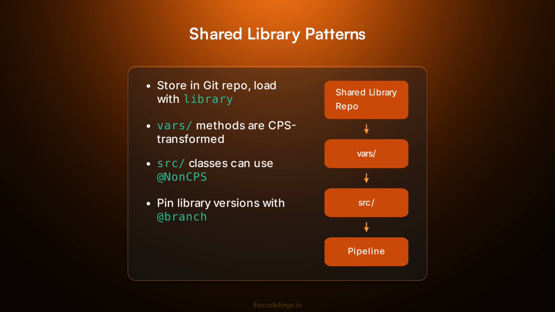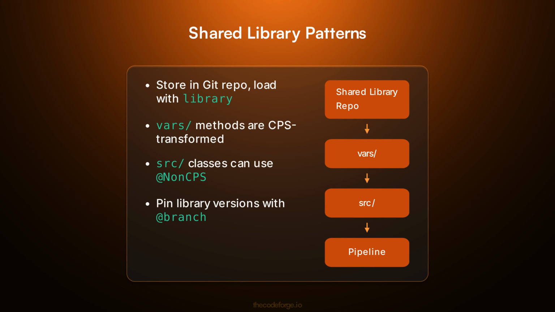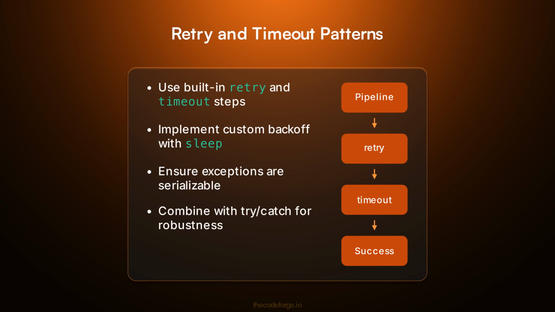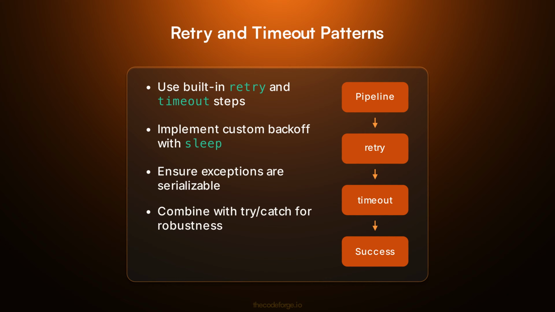Shared libraries let you reuse pipeline logic. Keep vars methods thin and use src helper classes with @NonCPS for heavy lifting. Always pin versions. Jenkins provides retry and timeout steps. For custom backoff, implement a loop with sleep. Ensure any exception thrown is serializable to avoid serialization errors.